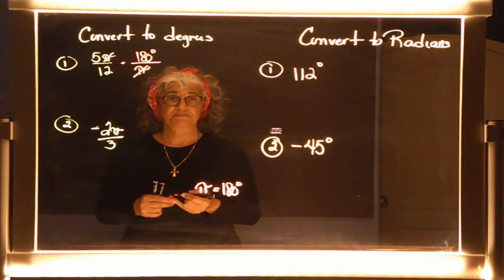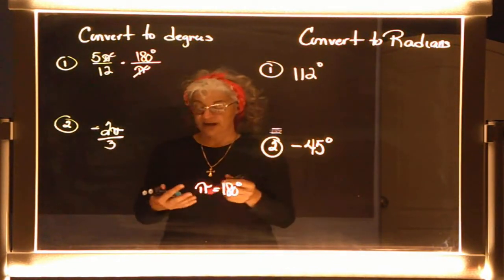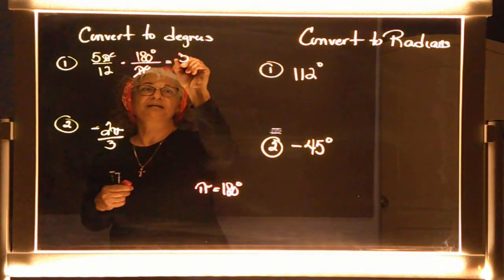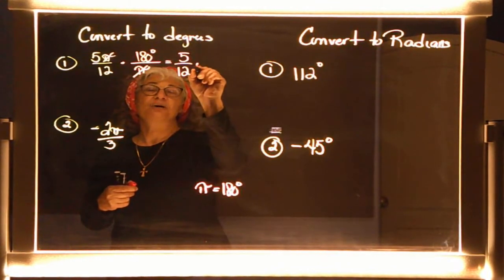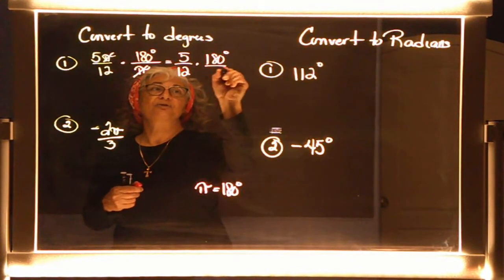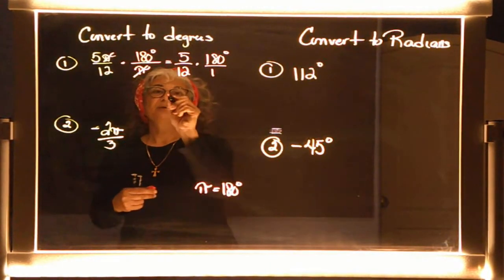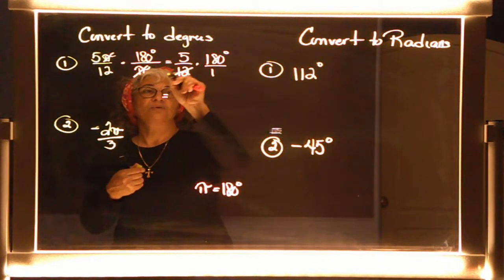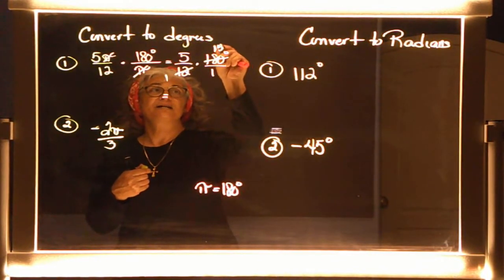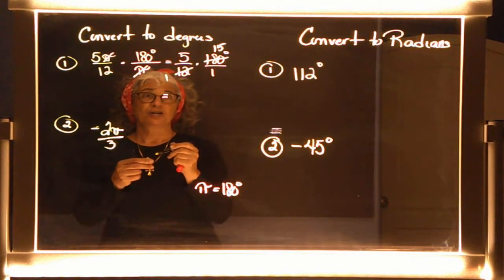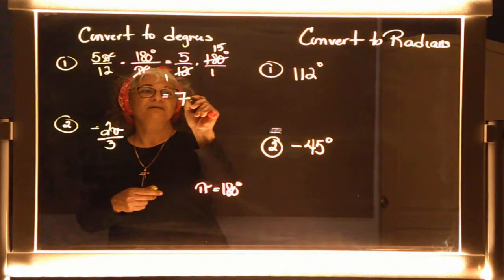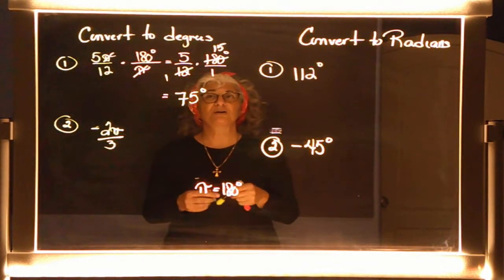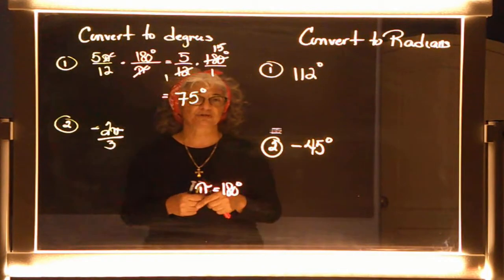Are you with me? So now what I need to do is multiply these 2 fractions. 5/12 times 180 degrees over 1. And I'm going to do some cross canceling. And this will give me 1 and then 15 times. Are you with me? Which means I end up with 75 degrees. So 5 pi over 12 would be equivalent to 75 degrees.